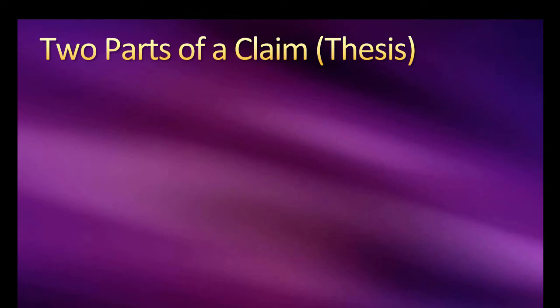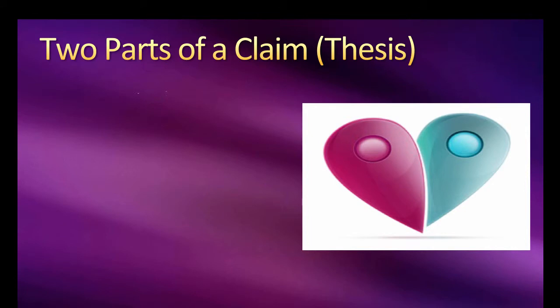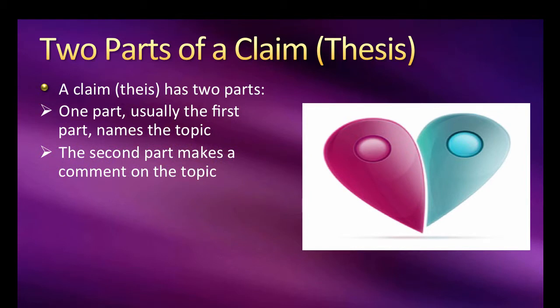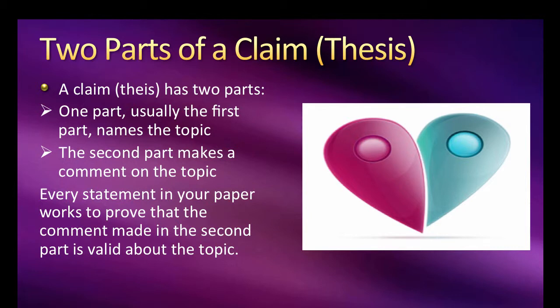A claim or a thesis statement has two parts. One part, usually the first part, names the topic. And then the second part makes a comment on the topic. Every statement in your paper is then going to work to prove or at least demonstrate that the comment that you make in the second part of the claim is valid regarding the topic that you're discussing. That's what your paper will do.